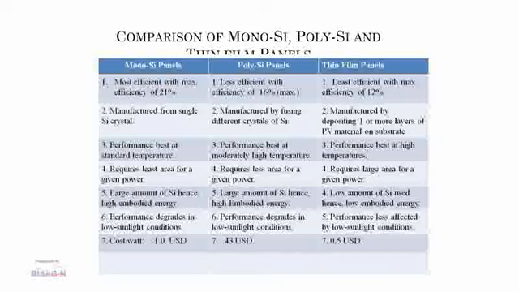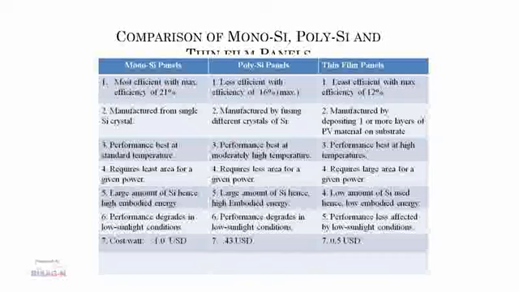Compare mono-Si panel, poly-Si panel, thin film panel. Most efficient with max efficiency of 21%, less efficient with efficiency of 16%, least efficient with max efficiency of 12%. Manufactured from single Si crystal, manufactured by fusing different crystals of Si, manufactured by depositing one or more layers of the PV material on a substrate.